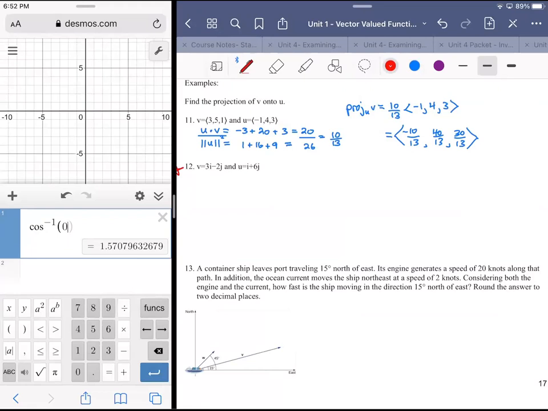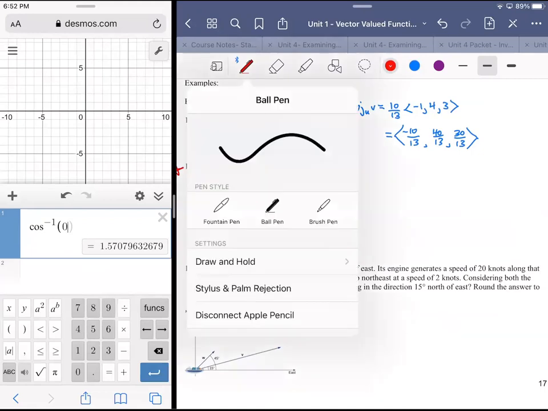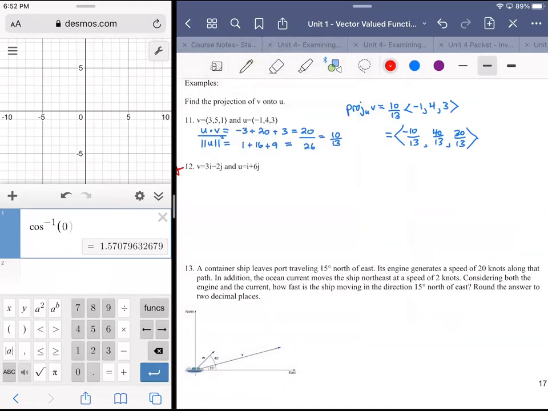All right. So we have, again, the ship container. That's going to be vector. I want to hit that. This is the ship container, or container ship, sorry. And that's happening at 20 knots. So magnitude of V would be 20 knots.